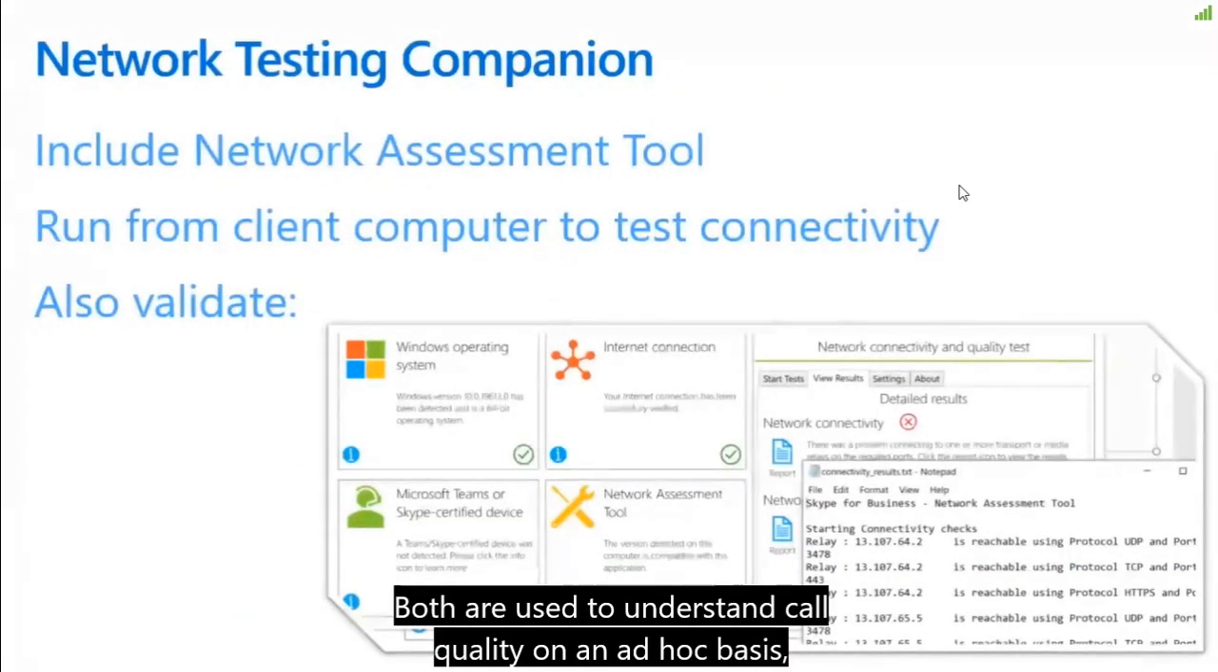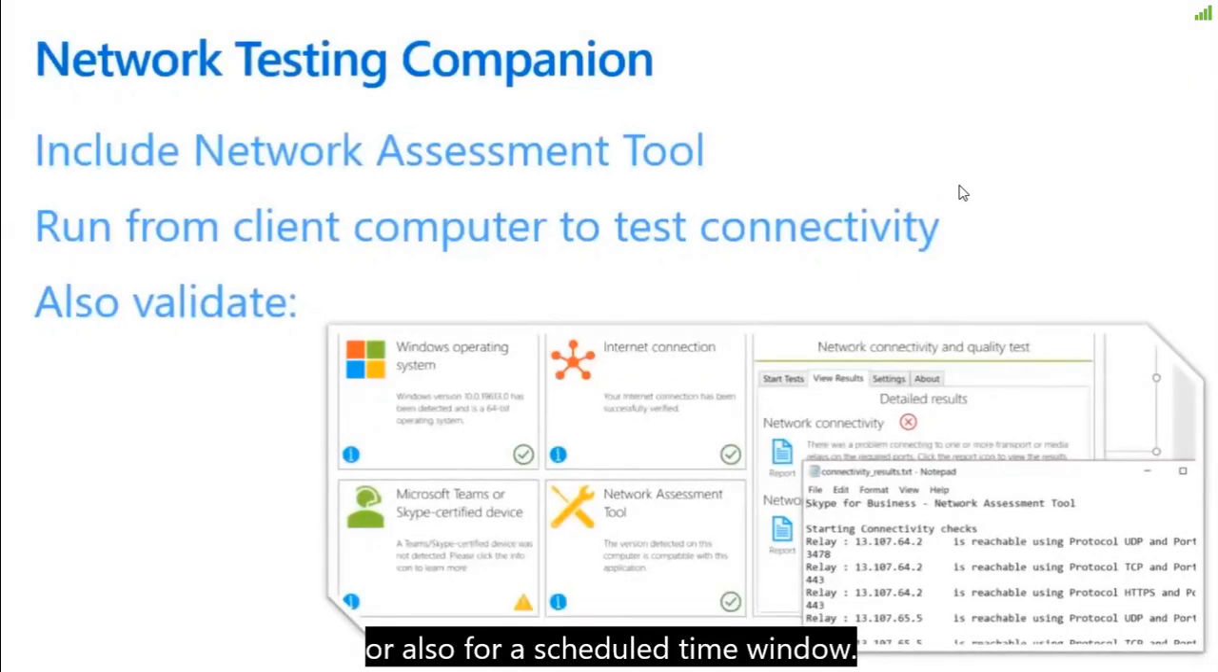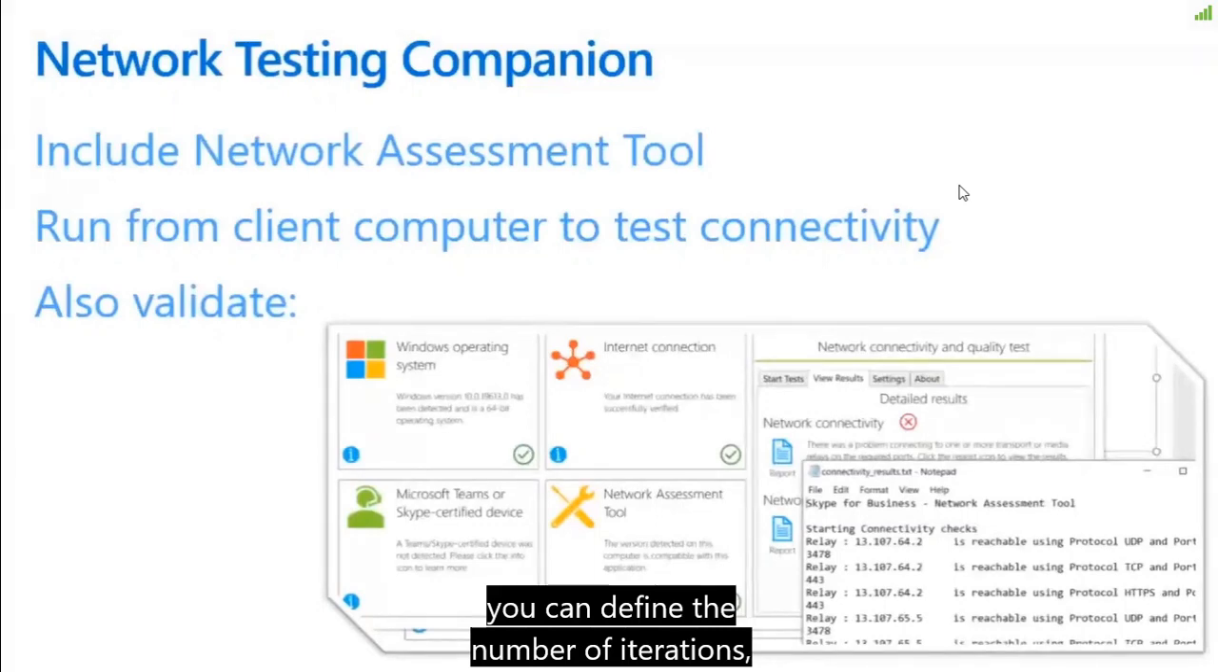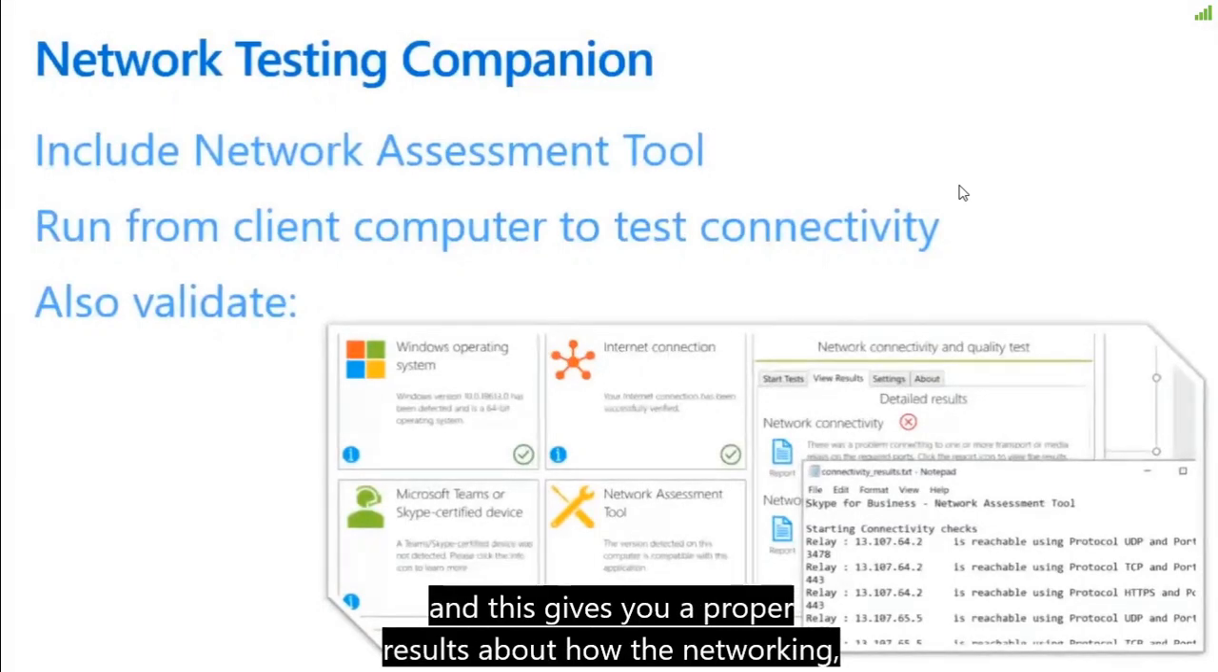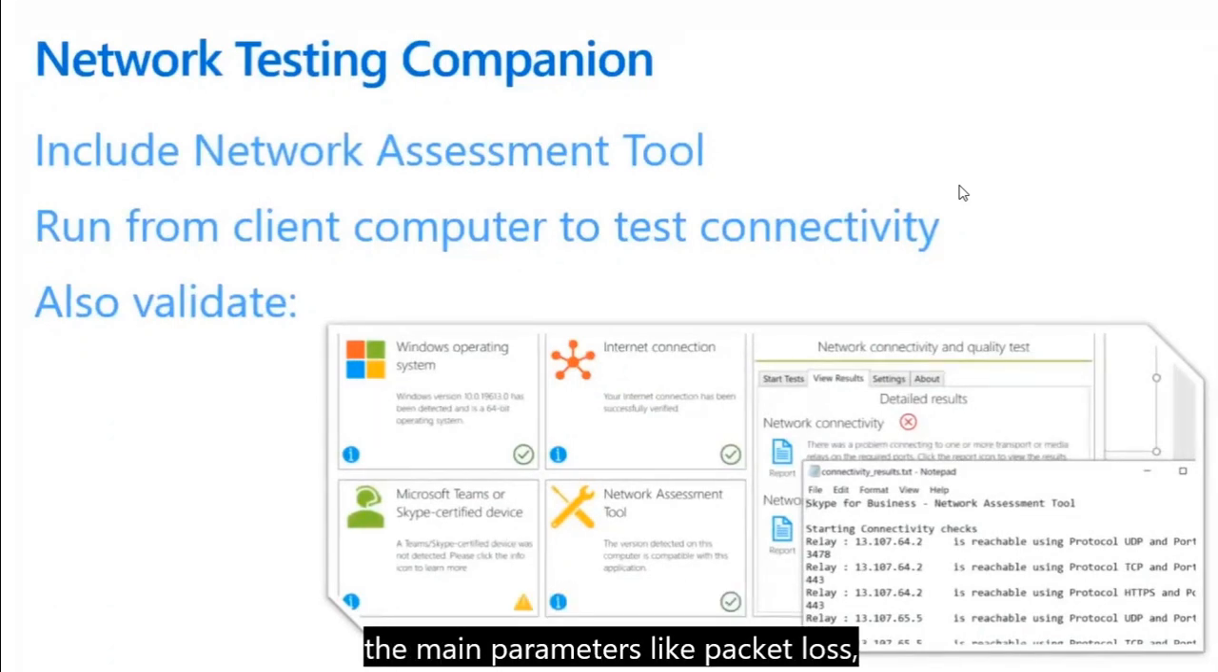Both are used to understand call quality on an ad hoc basis or also for a scheduled time window. You can run it for 500 times, or you can define the number of iterations, and this gives you proper results about how the network has been on the main parameters like packet loss, jitter, packet reorder ratio, and latency.